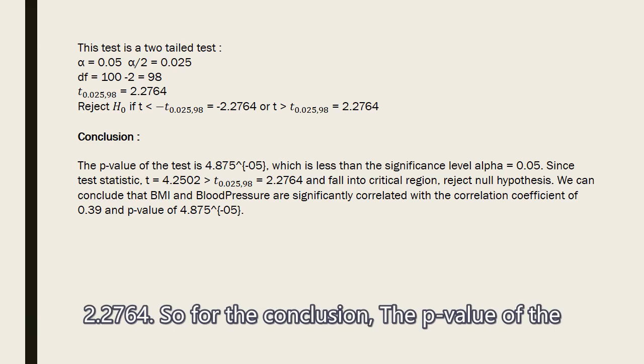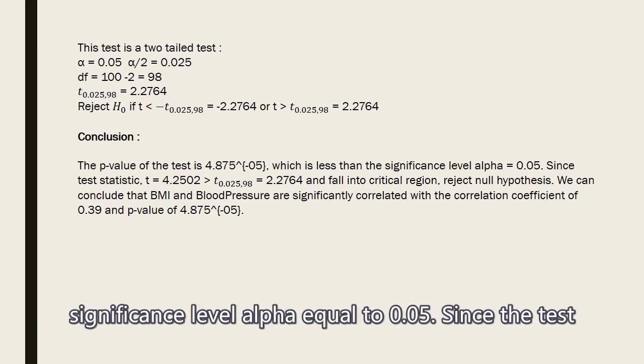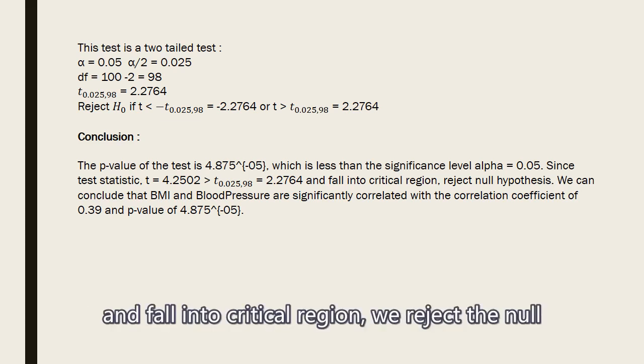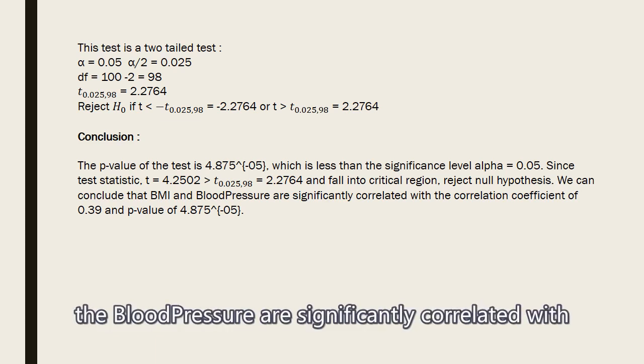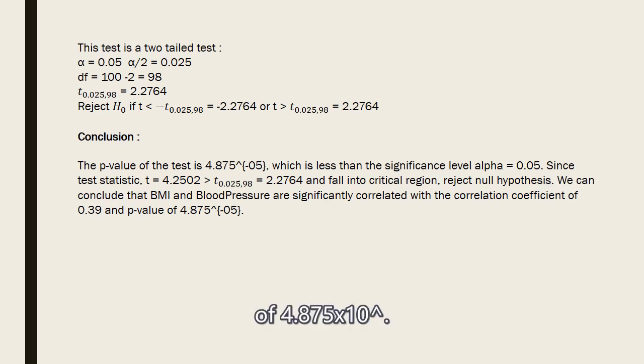For the conclusion, the p-value of the test is 4.875 times 10 to the power of negative 5, which is less than the significance level alpha equal to 0.05. Since the test statistic value t equal to 4.2502 is above 2.2764 and falls into the critical region, we reject the null hypothesis. We can conclude that the BMI value and the blood pressure are significantly correlated with a correlation coefficient of 0.39 and a p-value of 4.875 times 10 to the power of negative 5.